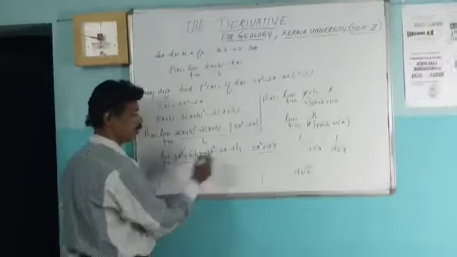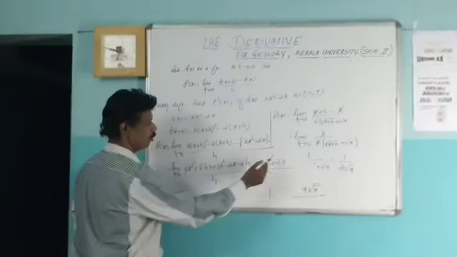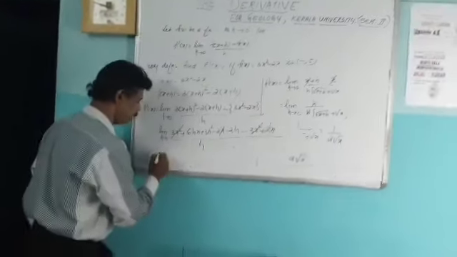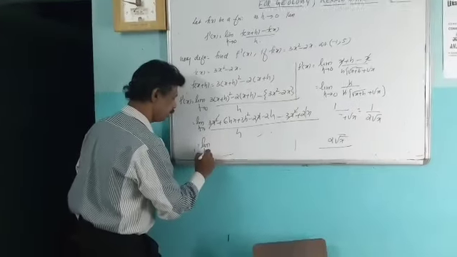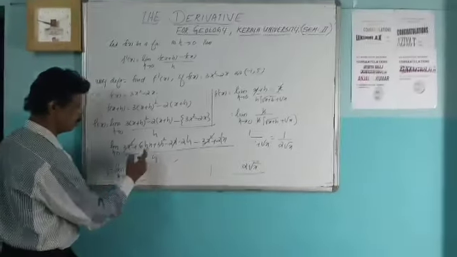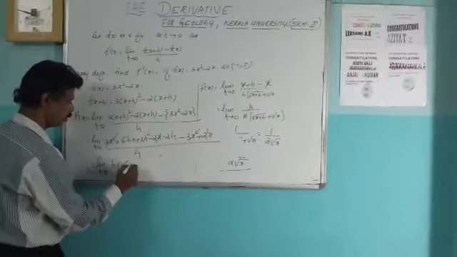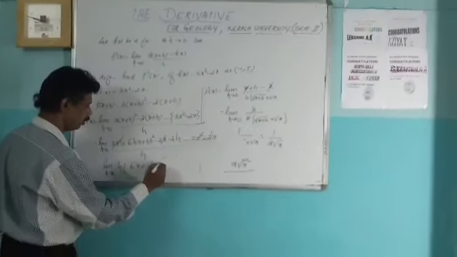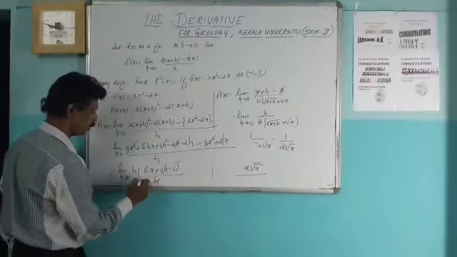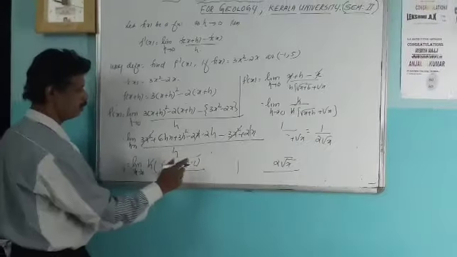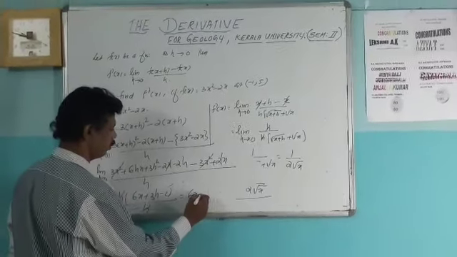We can cancel 3x² and 3x², 2x and 2x. Then take h as a common term: limit h tends to 0 of h(6x + 3h − 2) divided by h. We can cancel this term, apply the limit, and the result is 6x − 2.